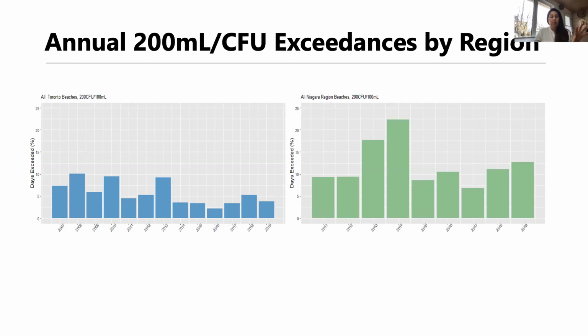So if we have this also by beach, but here we're looking at this at an overall level. Looking at all Toronto beaches, what was the percentage of days they exceeded 200 CFU per 100 milliliters of E. coli? We can see that Toronto actually has improved through time, and is quite good, surprisingly. I think there seems to be a general perception out there that Toronto beaches aren't clean, even among Torontonians themselves. So it was quite surprising to see how well they've actually done overall, with only about 10% being the highest that they've exceeded on an annual level. In Niagara, we see a bit higher numbers being approached there, but dropping off a little bit in recent years.